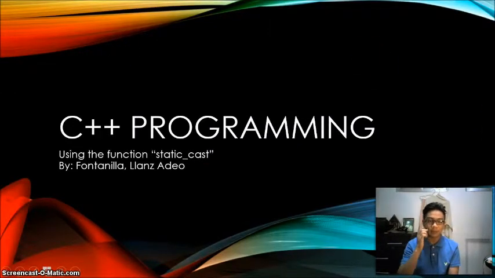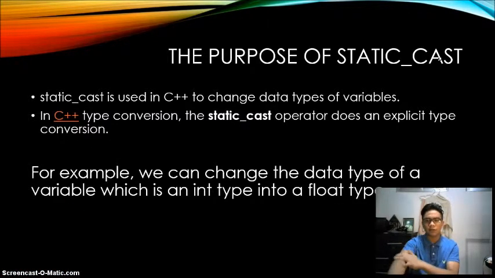Right here, C++ programming, the static cast. And so what is the purpose of static cast? Static cast is used in C++ to change data types of variables. What do we mean by that? We mean that, for example, you have a variable which is an int type, and you want to change it to a float type or something else. That's where static cast comes in. In C++ type conversion, the static cast operator does an explicit type conversion.